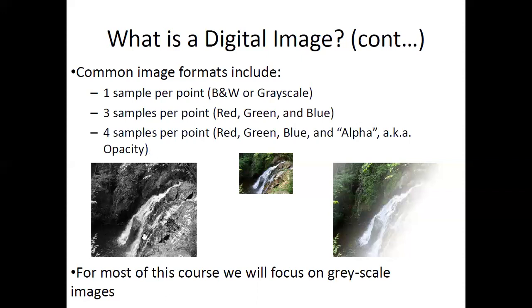So 8 into 4 is 32. Most of the course will be dealing with grayscale images. Why? Because whatever you do in one sample per point, if you iterate it 3 times or 4 times, you get the other images. So the basics will be keeping this course restricted to one sample per point, or a black and white, or a grayscale set of images.